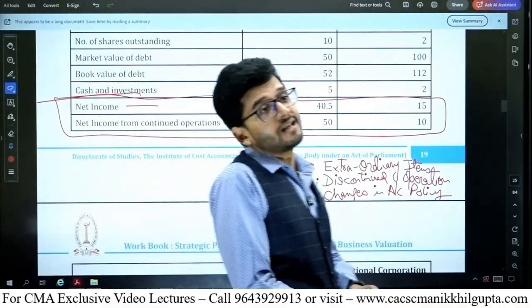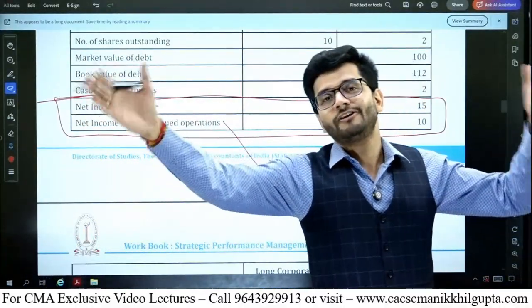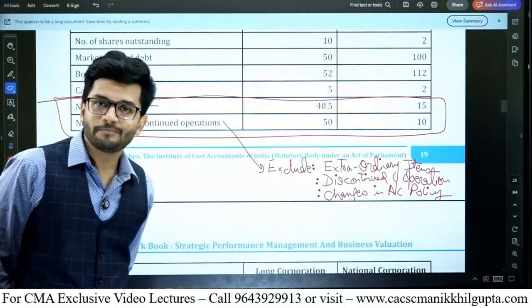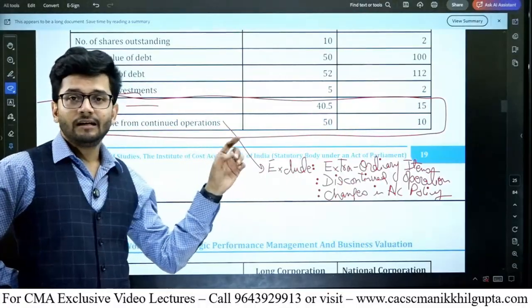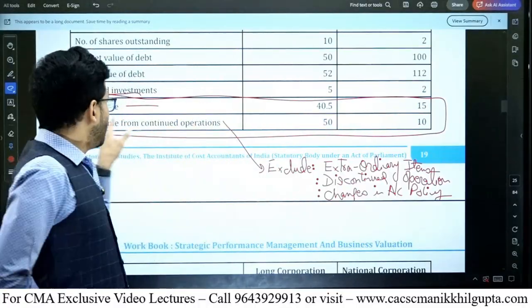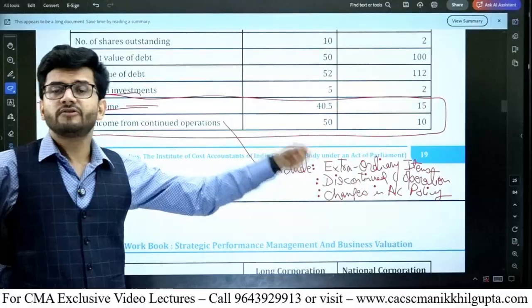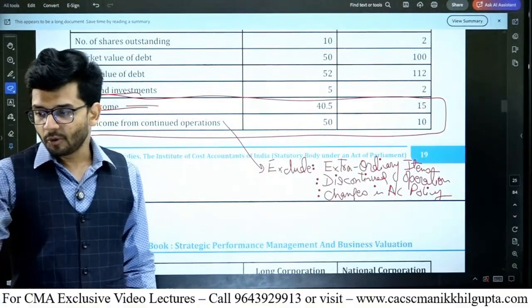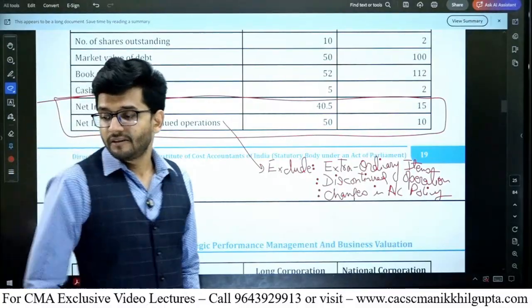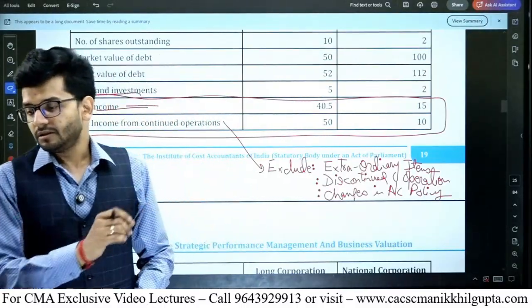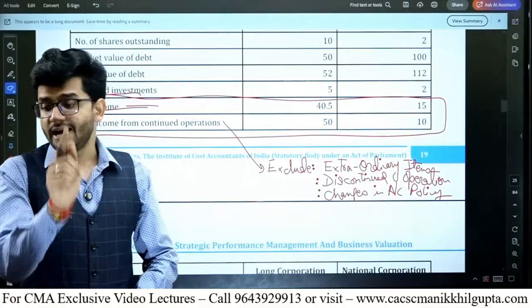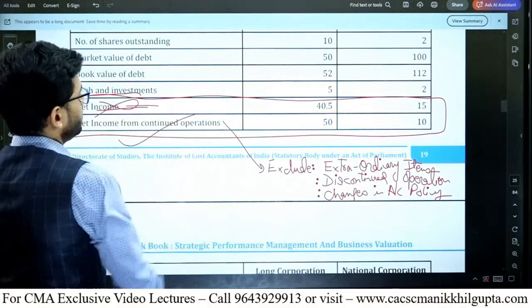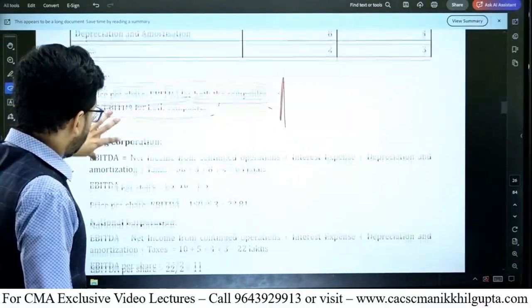So you can in a way say that this represents your future maintainable profits. This is the real profit which you can expect in future as well. So this is a more authentic demarcation of your future. Net income contains all the things which will not recur in future. So that is the difference between net income from continued operations and net income, and therefore in this entire question, the answer is always taken with net income from continued operations and not net income. So you will ignore the net income and take net income from continued operations while calculating.